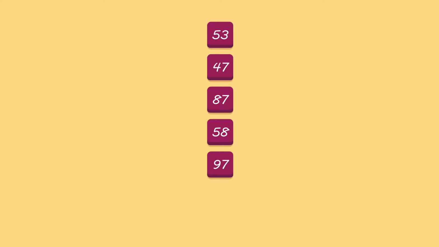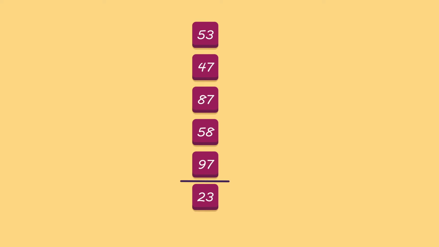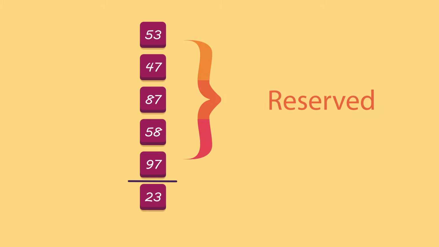Let's say you have this array. It has a length of 5. To add another item to the end of the array, can we just simply put it at the end? No. Remember the video about arrays and how they are created? These 5 blocks are reserved for us, and accessing the 6th block is illegal.